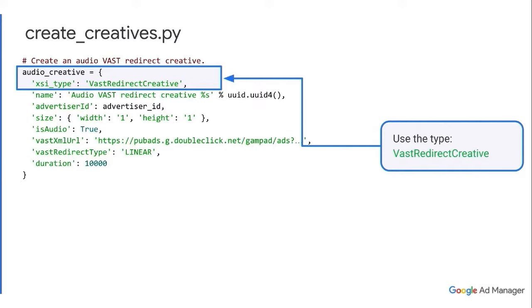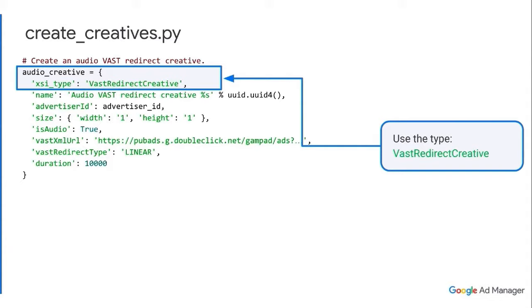Because Python is a dynamically typed language, it is required that you set the XSI type property explicitly to VastRedirectCreative. If you use other strongly typed languages, you can use the Ad Manager client library provided for that language. In many cases, the client libraries take care of the XSI property by inferring its value from the object type.